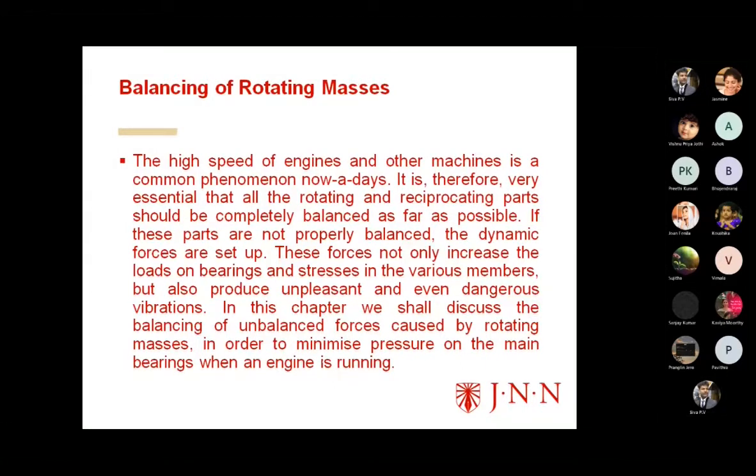If these parts are not properly balanced, the dynamic forces are set up. So this is a concept, right? This is what I'm saying.